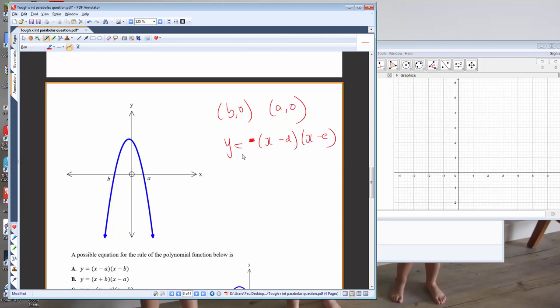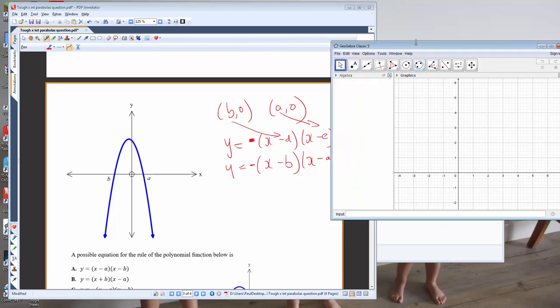Okay, so let's put b and a into there. y equals negative (x take b)(x take a). Alright, so what I want to do now is check out how this looks in GeoGebra.